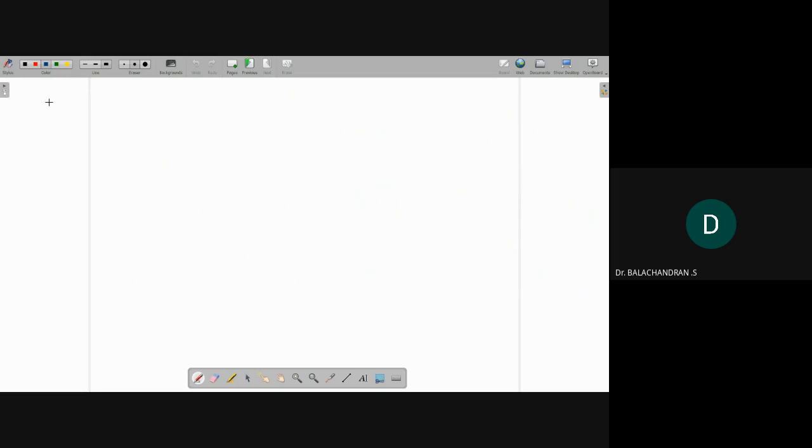So the required equation, the transformed equation, is y cube minus q y square plus p r y minus r square is equal to 0. So anybody got this answer for third problem, subdivision 1? Anybody got this answer?